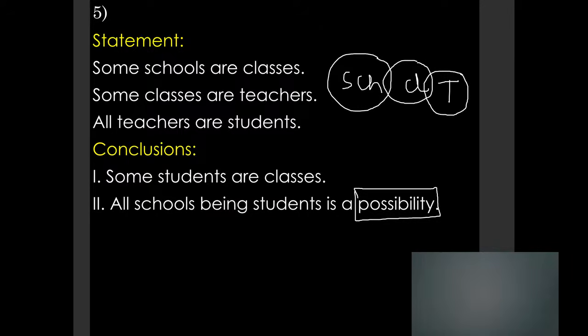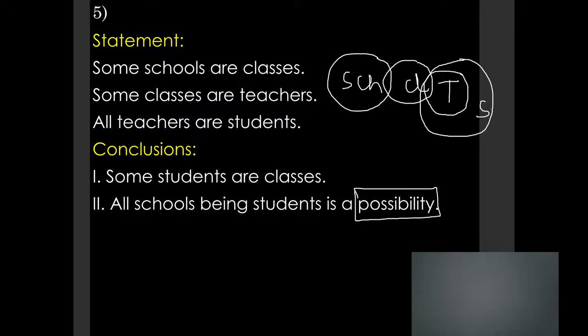Next, all teachers are students. So all teachers come under students. Now this is a minimum possible diagram, and also a minimum intersection diagram. So from this we should check for the conclusions.